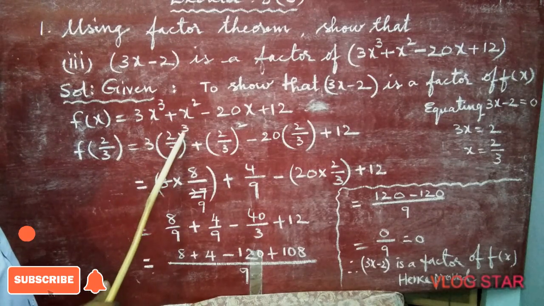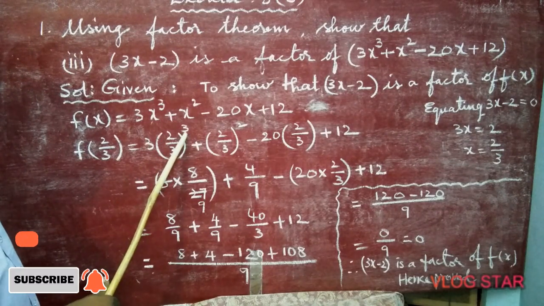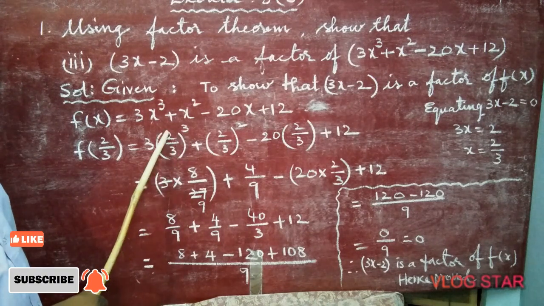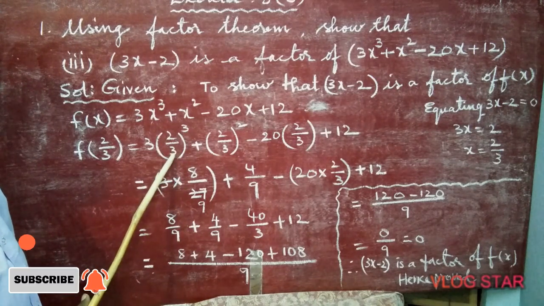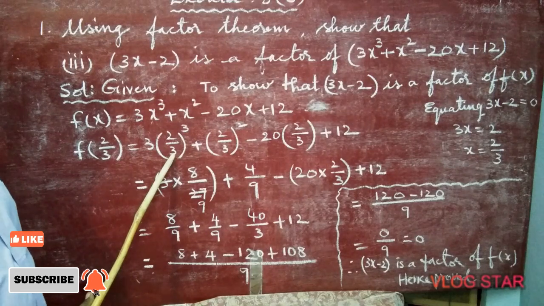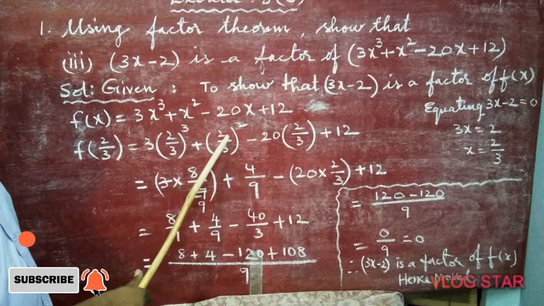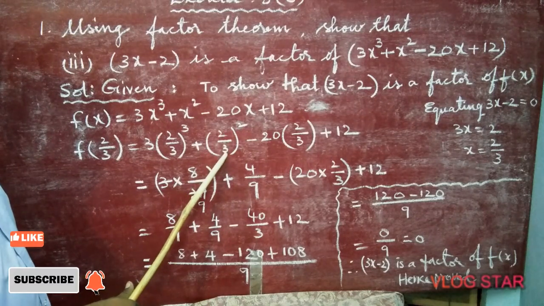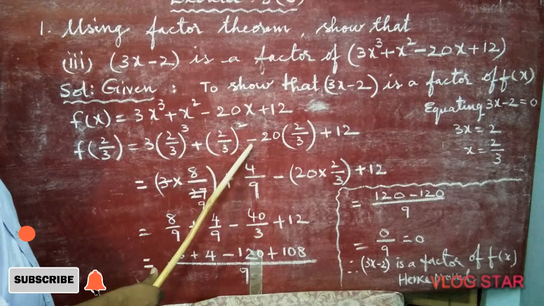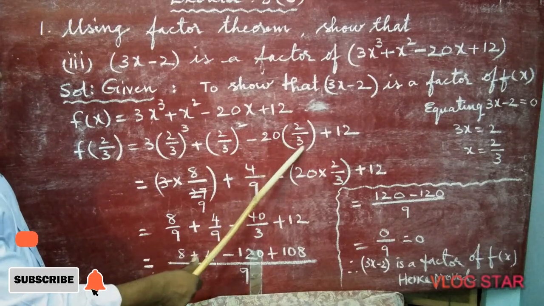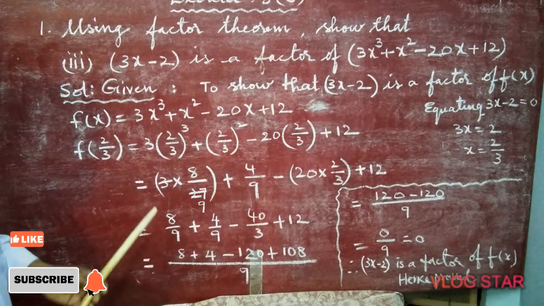3 into 2 by 3 whole cube. Whole cube in the sense, this cube is for numerator as well as denominator. Don't forget this one. Plus 2 by 3 whole square. Same, the square is for both numerator as well as denominator. Minus 20 into 2 by 3 plus 12.